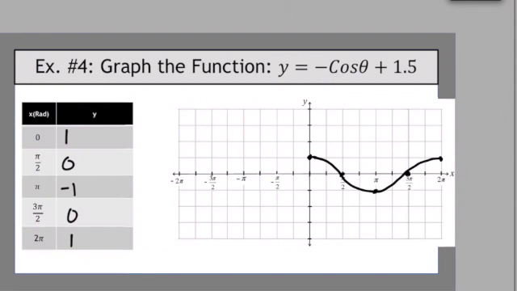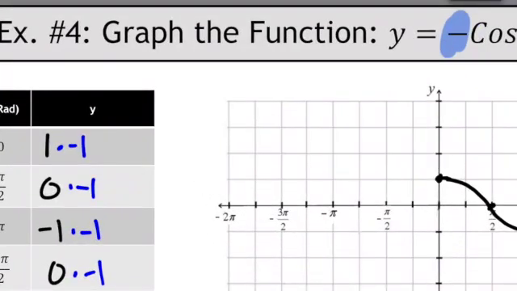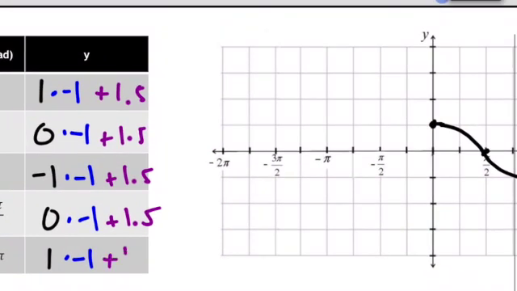And then I'm going to be adding whatever that value is. So I'm going to add 1.5. So plus 1.5. Okay, so let's go ahead and evaluate this. So we get, let's see, 1 times -1 is -1, -1 plus 1.5 is just 0.5.